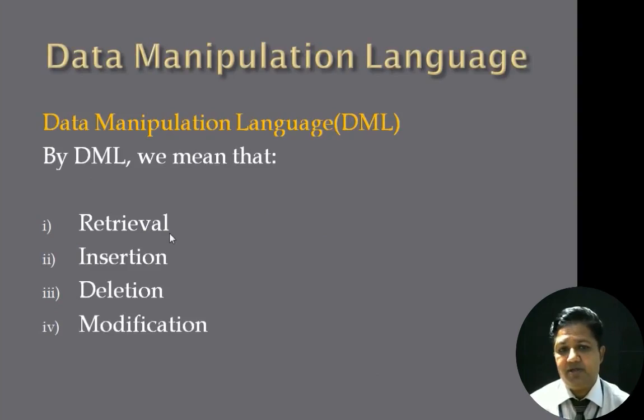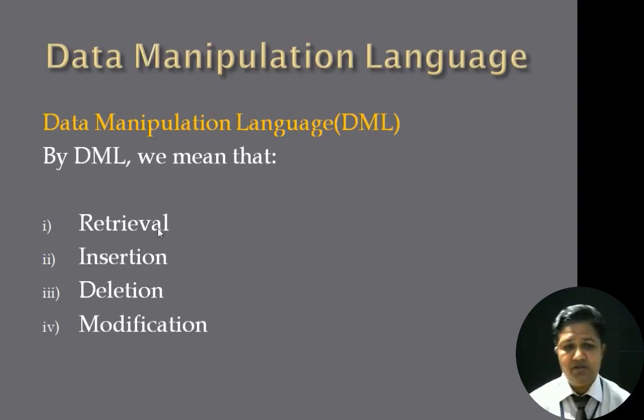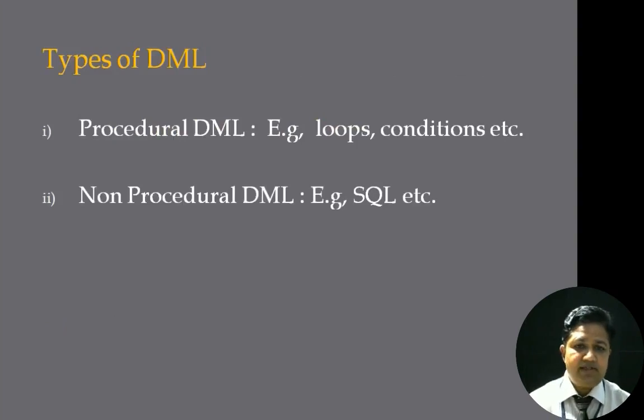Next is data manipulation language. By data manipulation language we mean how to retrieve or access information stored in a database, insertion of information into the database, deletion of information from the database, or modification or updating of data in the database. So whenever we are dealing with a database, we have four major operations: retrieval, insertion, deletion, and modification. Next is types of DML.